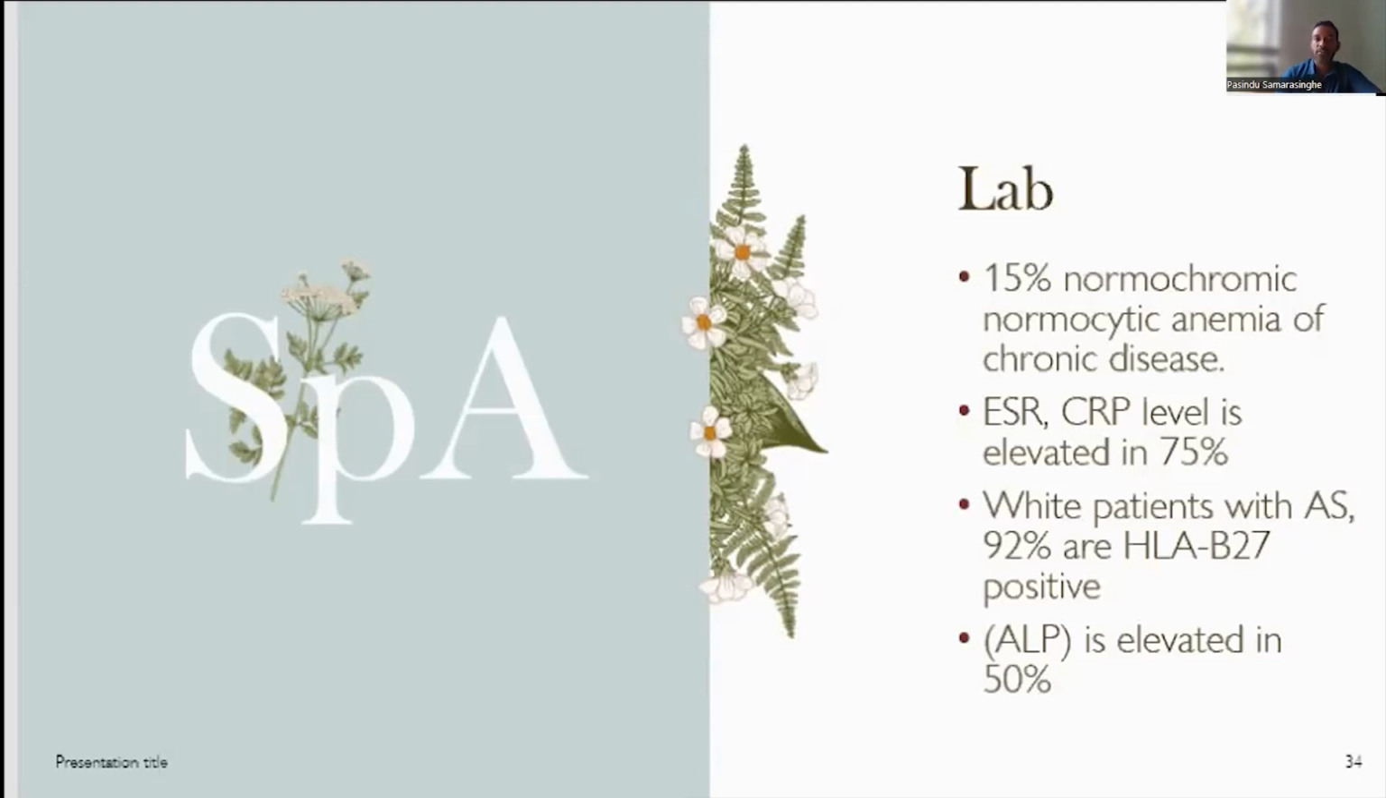And HLA-B27 is seen in 92% of patients. ALP could be elevated in 50%.